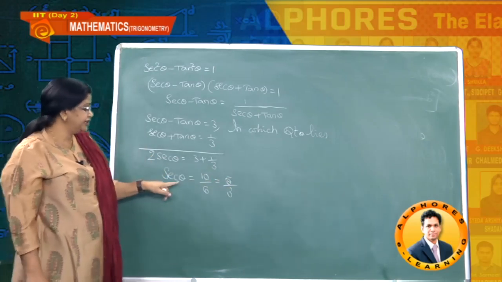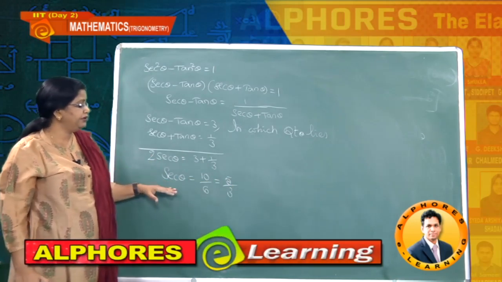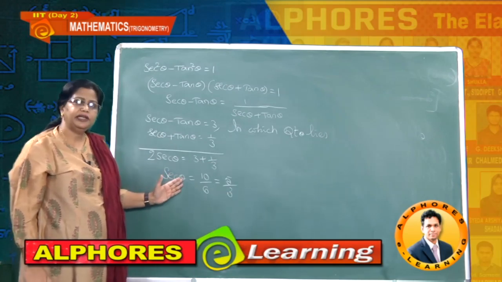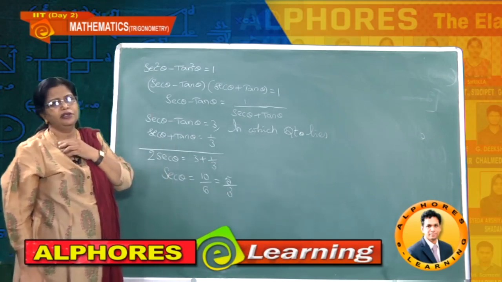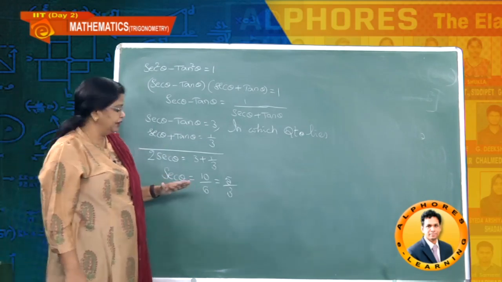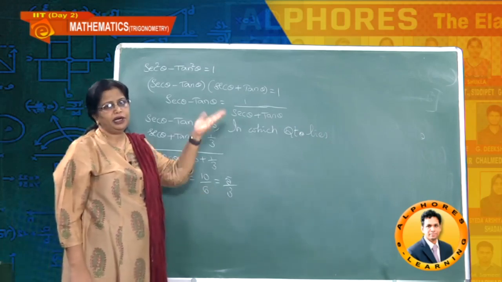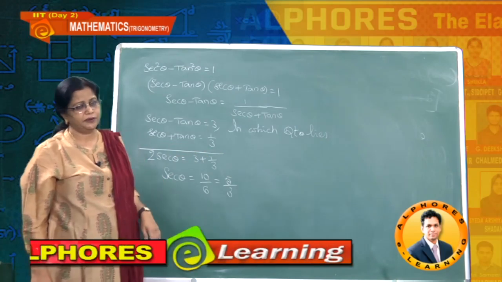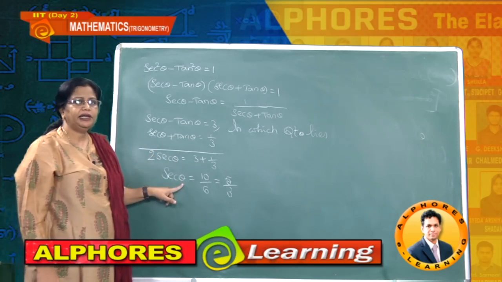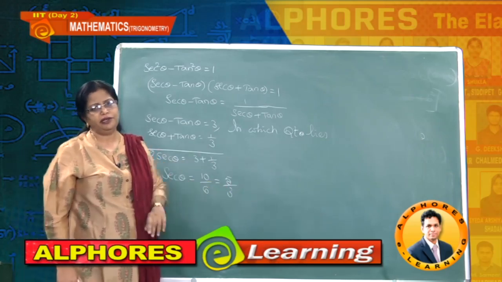Now, you got secant theta 5 by 3. Immediately don't come to the conclusion that as secant is positive, therefore obviously theta is an acute angle, so first quadrant. In the previous session we observed secant theta is positive not only in the first quadrant but also in the fourth quadrant. So now we have two choices.